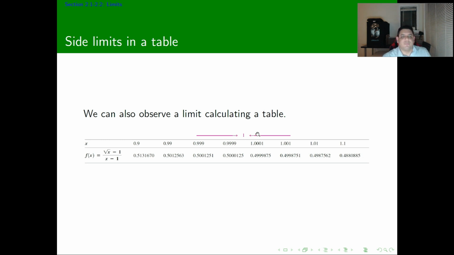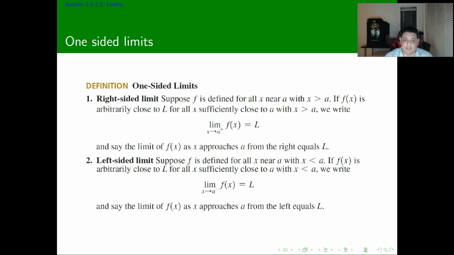But now, if I'm talking about approaching by the left or by the right side, it's probably worth making a definition in terms of limits on the sides, lateral limits. And so let's do that. The definition for this is called one-sided limits.